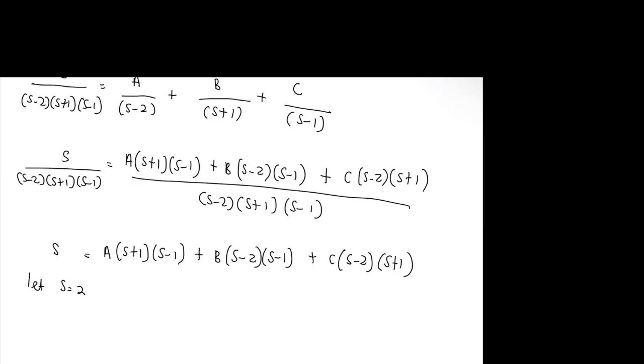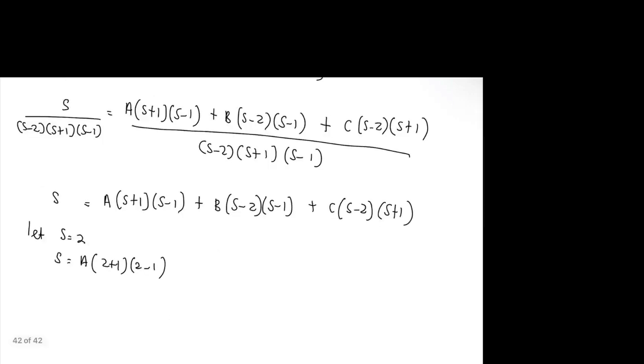So now we have 2 equals A times (2 plus 1)(2 minus 1). So we have 2 equals A times 3, times 1, which is 3. So A is 2 over 3.